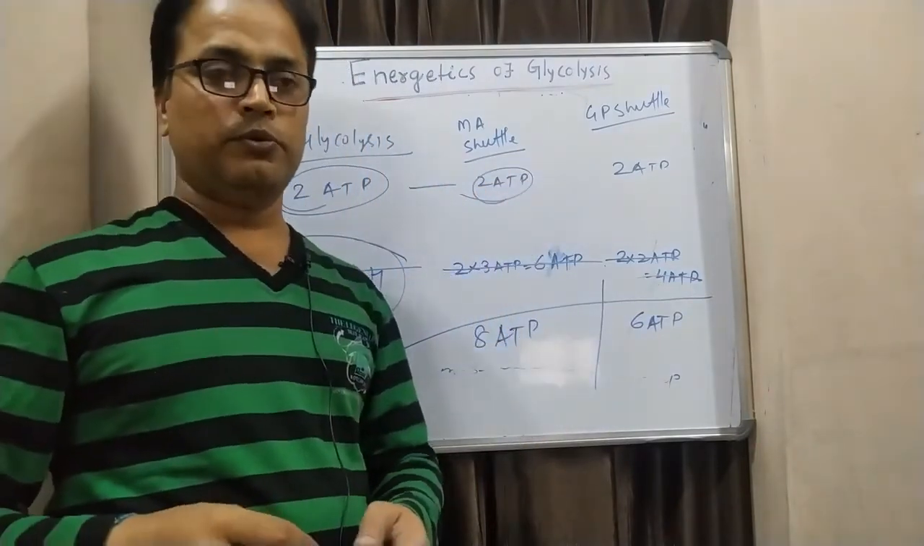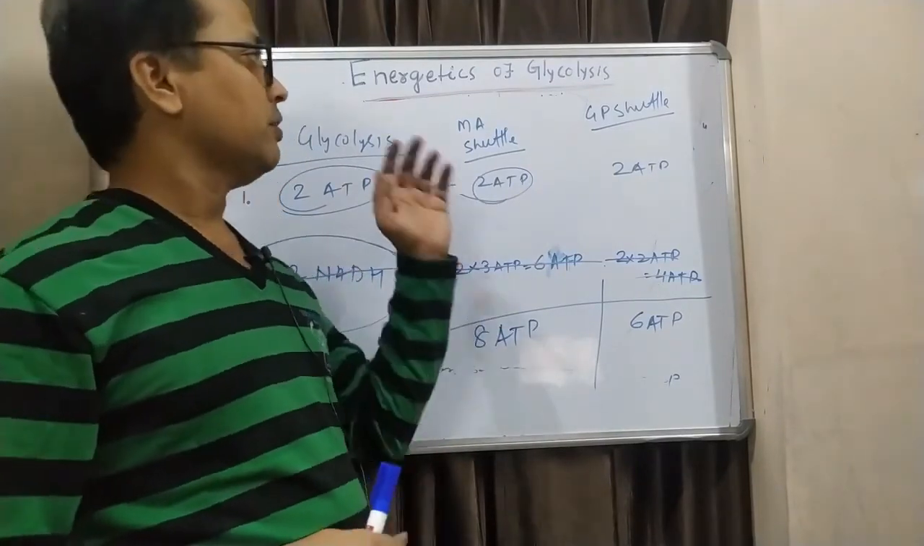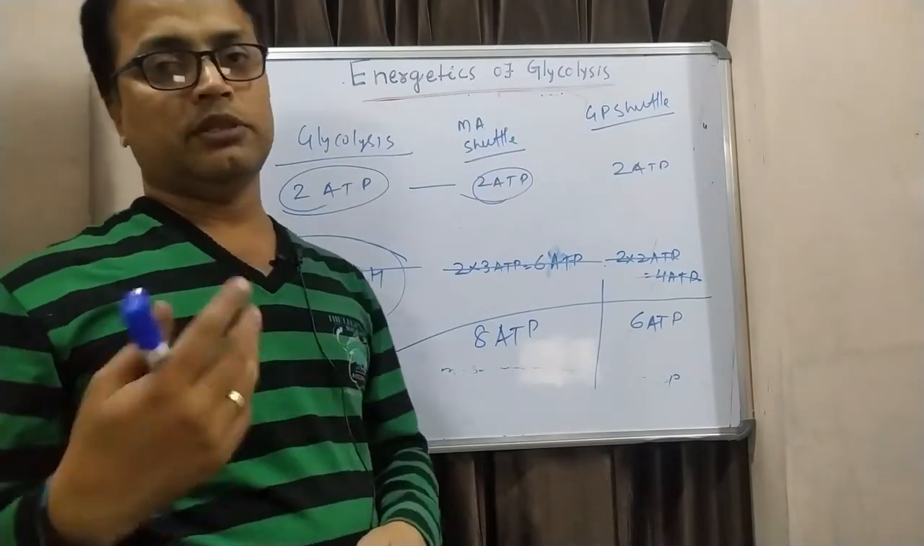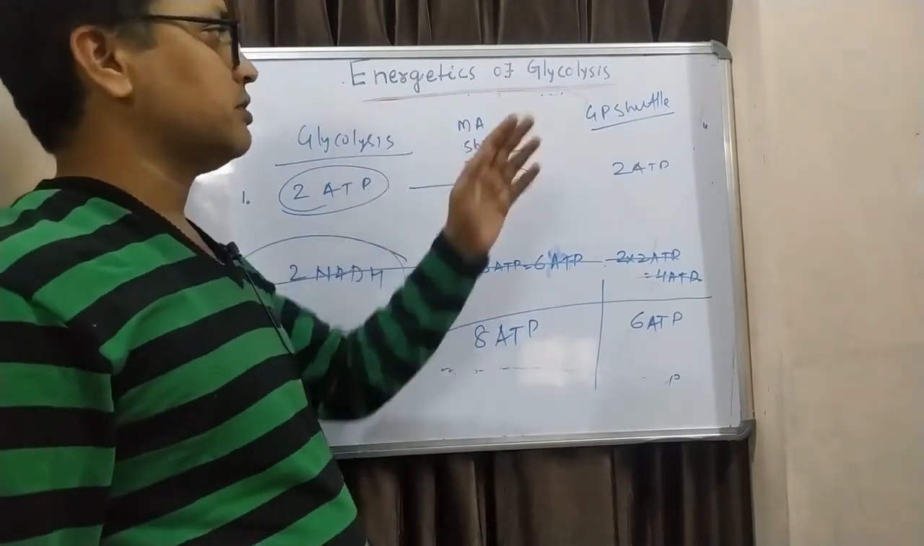So I hope you have understood what the ultimate gain is, what the energetics of glycolysis is, how many ATP we get, and why there is a difference through the different shuttle systems and what the shuttle system is.